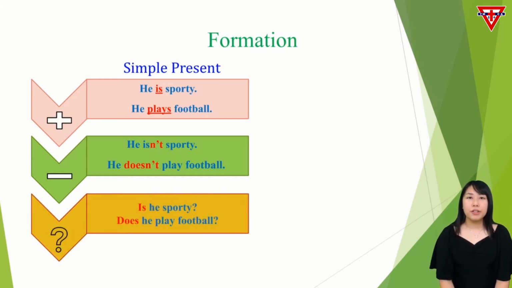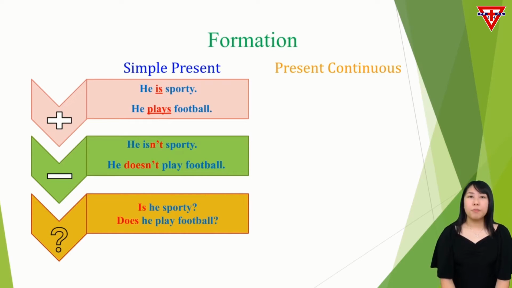To form questions with the verb to be, we put is, am, are before the subject, and it becomes, is he spotty? For the verb to do, we put do and does before the subject. Does he play football? Next, let's look at the present continuous tense.